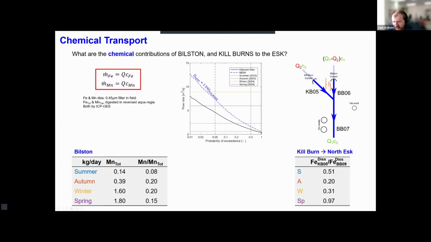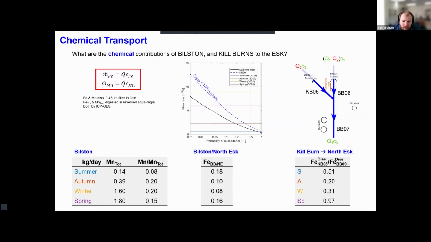But what we're actually saying is when the Bilston joins the North Esk, half to all of the dissolved iron that you record at the Bilston confluence could potentially come from the Kilburn. It's not necessarily a conservative solute, but at least it gives you an indicative magnitude: at least half of what ultimately ends up in the North Esk at that point.